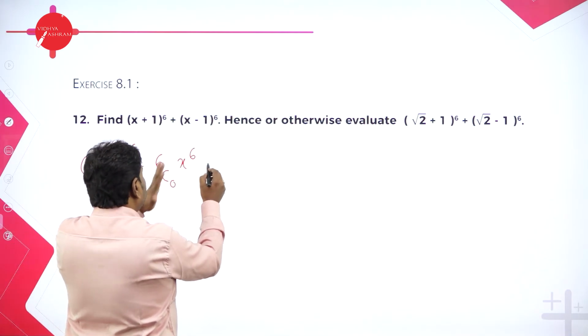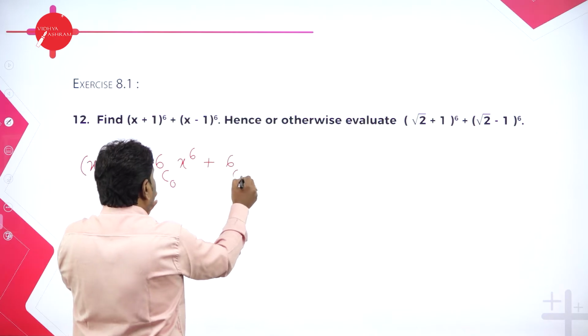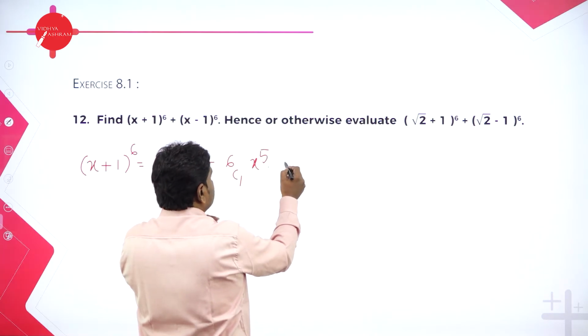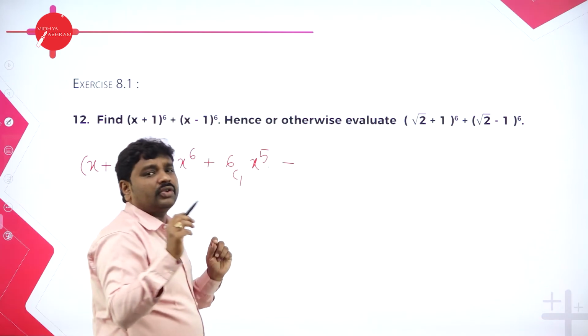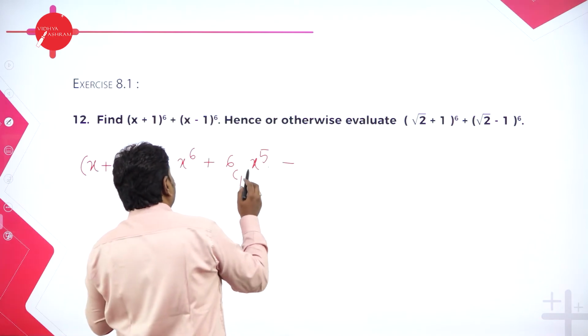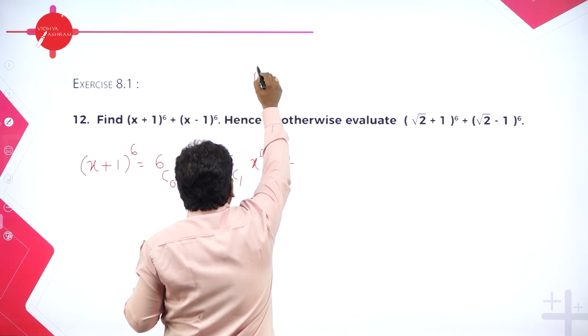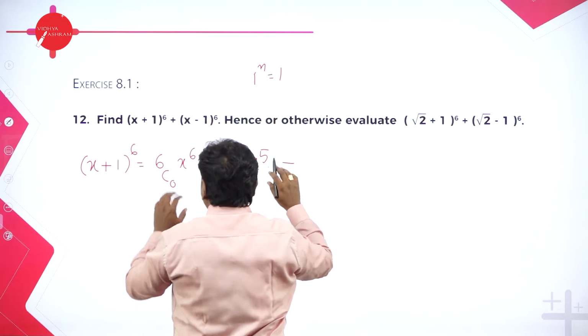Then 1 power 0, you don't take 1 at all. Then 6c1 x power 5. Then 1 power 2 is not required. 1 square is 1. Whenever you have 1 you can leave it, because 1 power anything is 1, and 1 into, see, 1 power anything is 1. 1 power n is 1. So that's why I am leaving it.